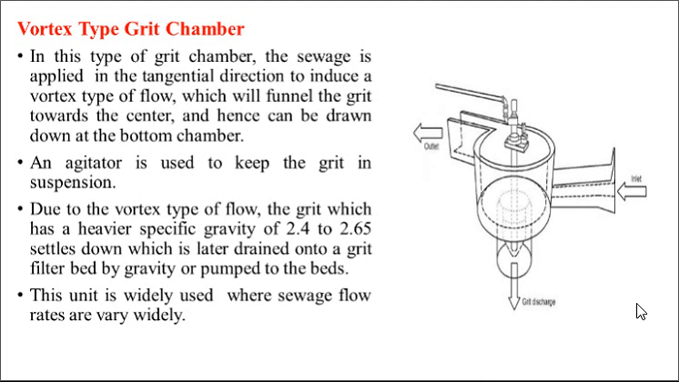This is the sketch of the vortex type of grit chamber. This is the inlet from where sewage enters the grit chamber, and when the sewage enters, it flows like this, and due to this vortex flow, the heavier particles are thrown towards the boundary wall of the vortex flow type of grit chamber, and finally they fall over here and are removed from the bottom, and the sewage flows through this outlet.